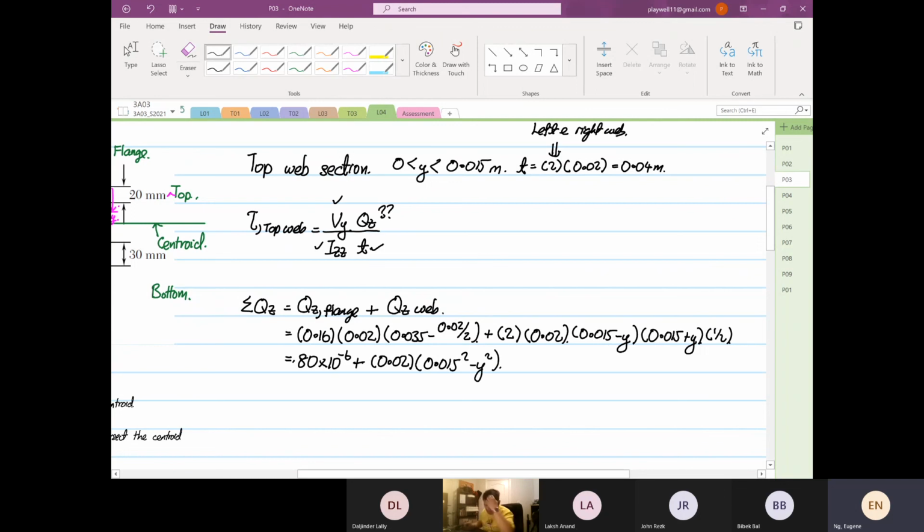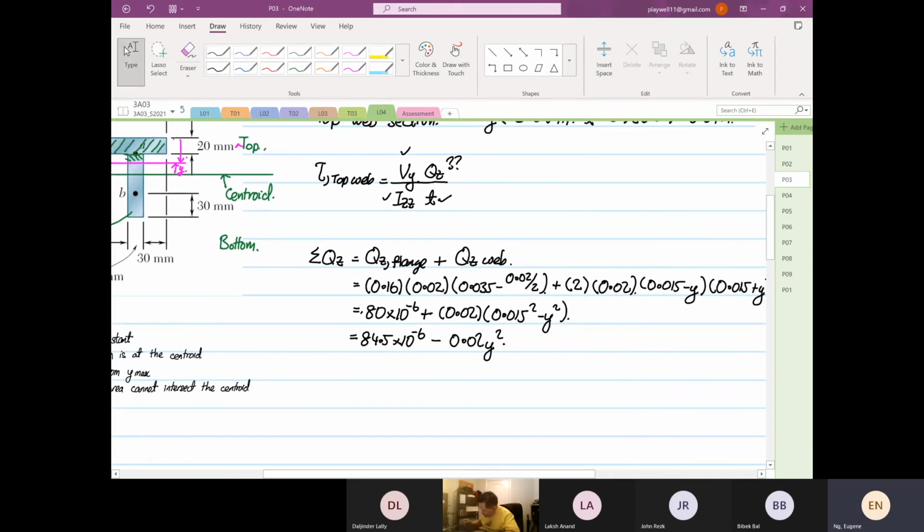If you were to remove the bracket, this will be equal to 0.015 squared times 0.02 plus 80 times 10 to the power minus 6, which is equal to 84.5 times 10 to the power minus 6. And then you have minus 0.02 y squared. From here, we are going to plug into how to find our shear stress distribution.